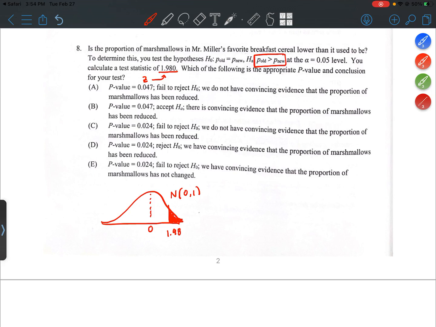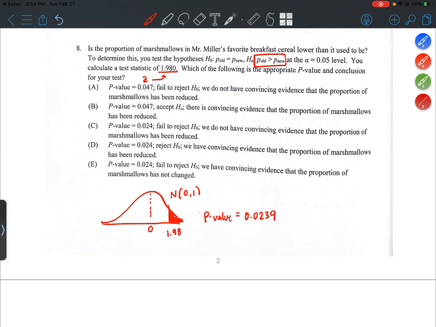here for the p-value. Okay. So I'm just going to use my calculator, although you could use Table A. I'm just going to use normalcdf. So second vars, normalcdf, lower bound 1.98, upper bound 99999, mean 0, SD 1, and we get that the p-value is 0.0239.